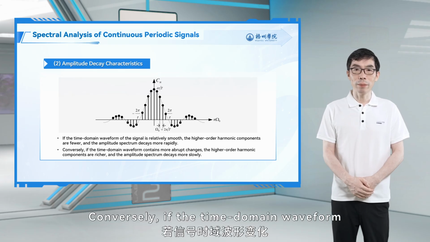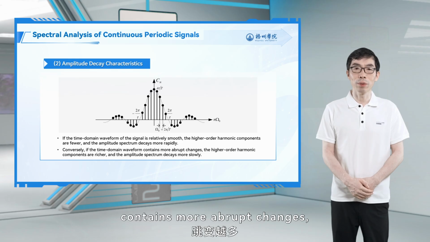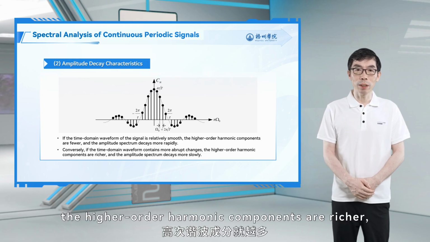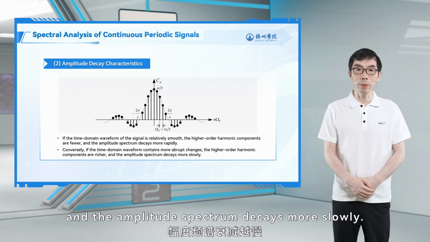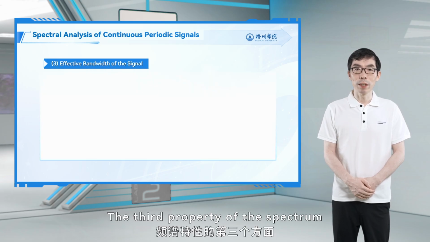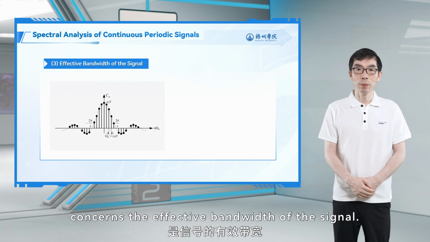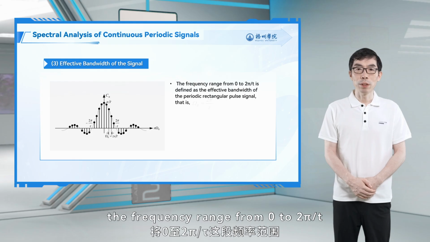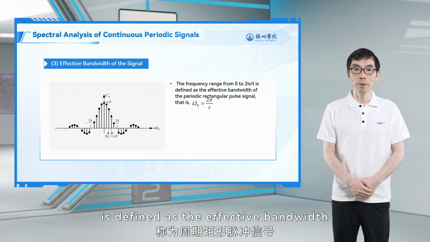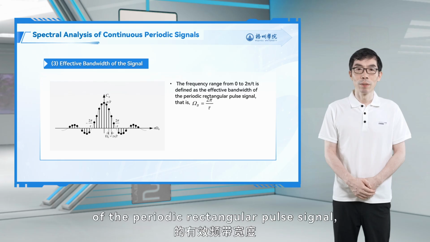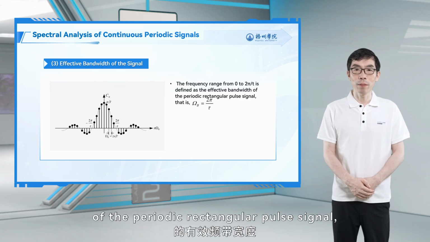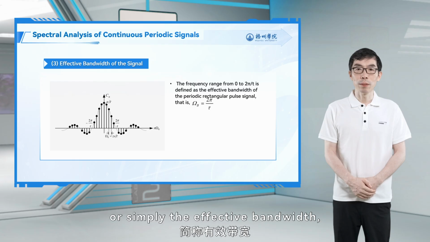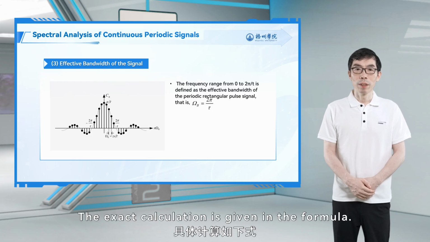Conversely, if the time domain waveform contains more abrupt changes, the higher order harmonic components are richer, and the amplitude spectrum decays more slowly. The third property of the spectrum concerns the effective bandwidth of the signal. As shown in the figure, the frequency range from 0 to 2 pi over t is defined as the effective bandwidth of the periodic rectangular pulse signal, or simply the effective bandwidth, denoted by omega b. The exact calculation is given in the formula.